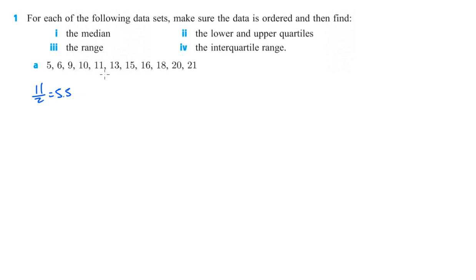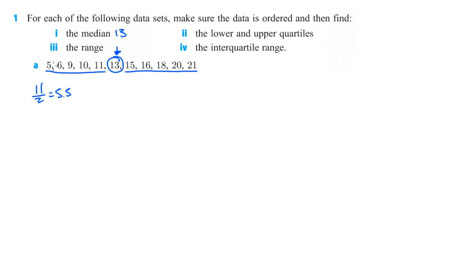So that means there'd be 5.5 below, 5.5 above. Obviously you're not going to cut a piece of data in half, so here's going to be our 5 below. Here's going to be our 5 above. So that means that 13 is our median. Since that was the actual number, we take that number out to help us find lower and upper quartiles.